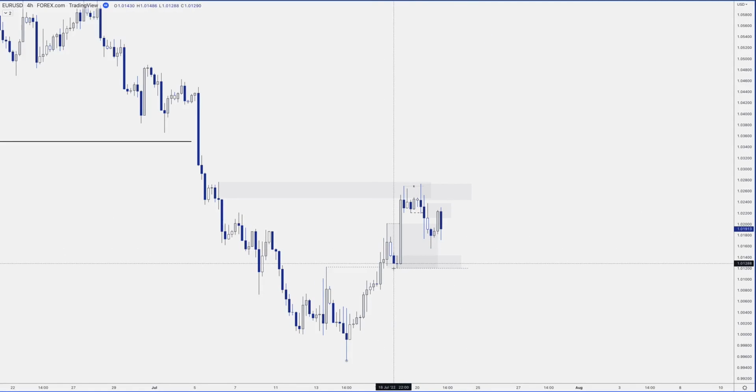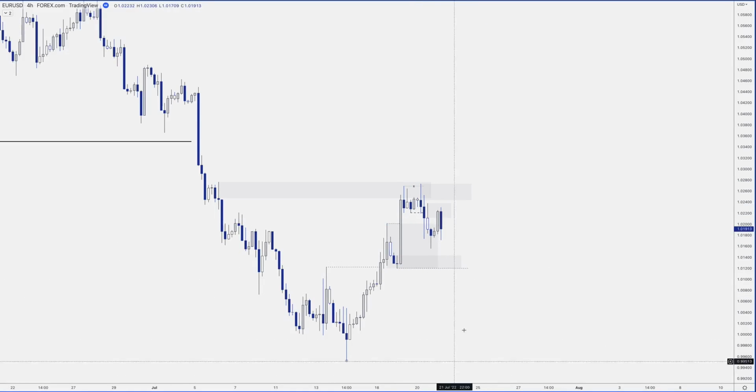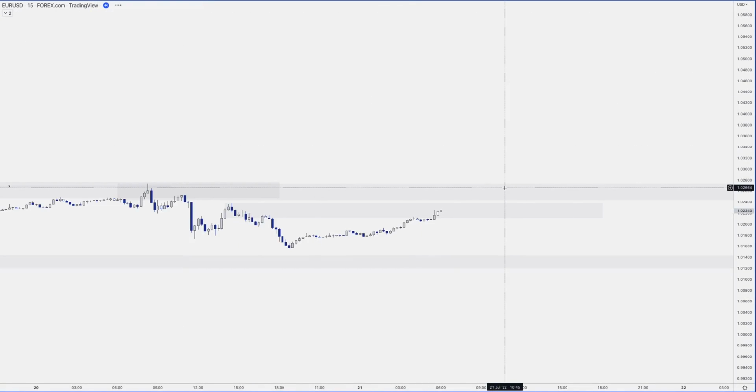And also, if you think about it this way, if you map the premium and discount of that internal leg, we're obviously well below that. So it's up to you whether or not you want to short for that. For me, I'm happy to do so, especially using the lower time frames as confirmation, following that order flow and structure on the lower time frames.